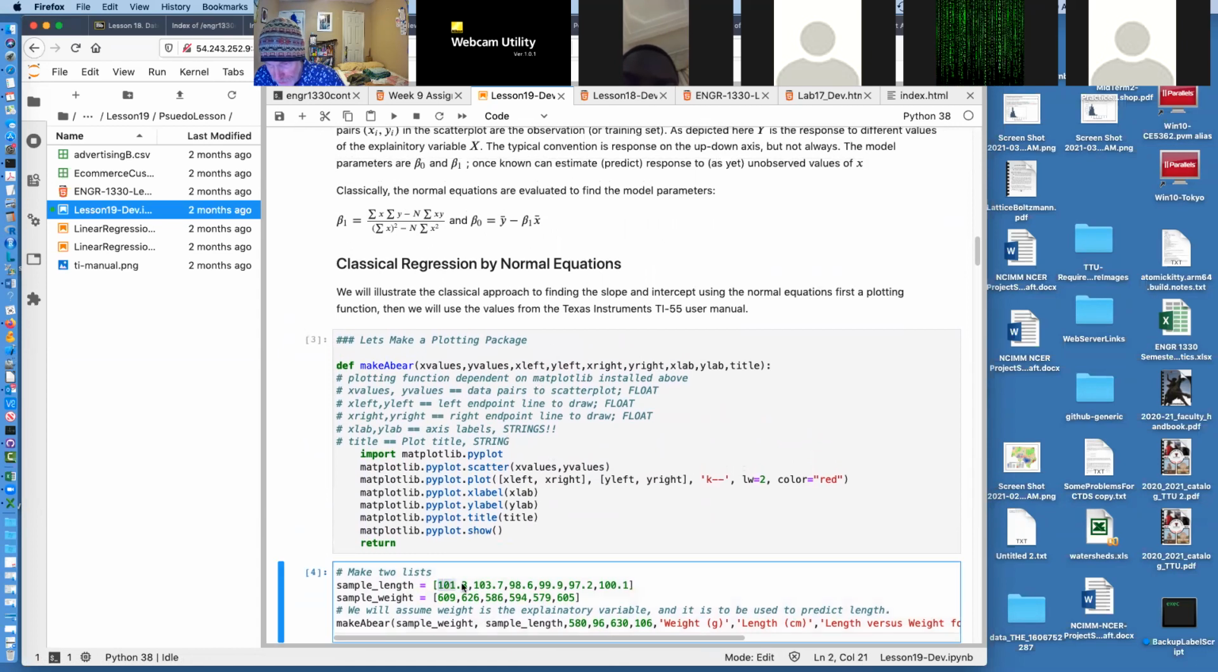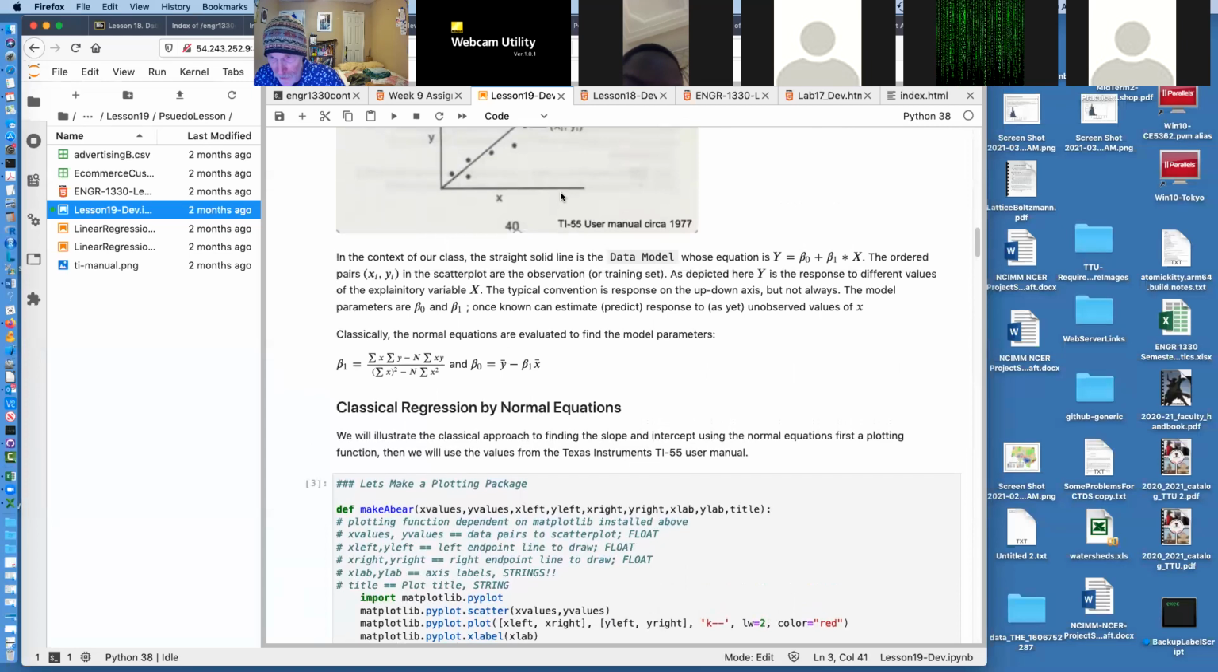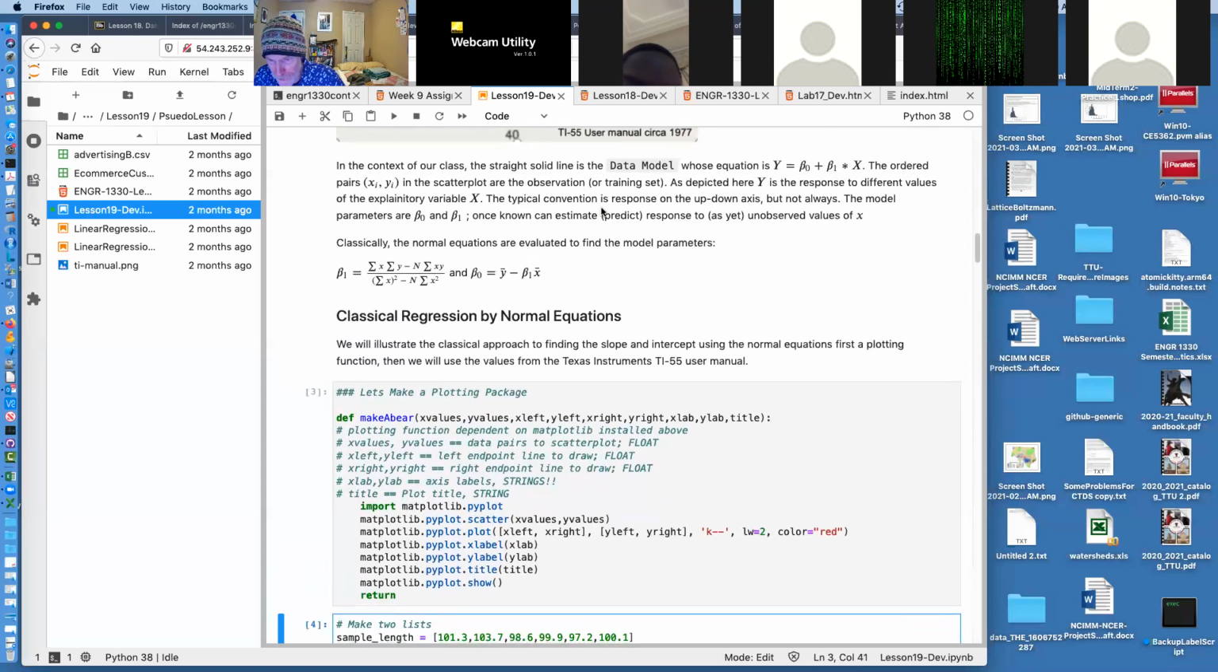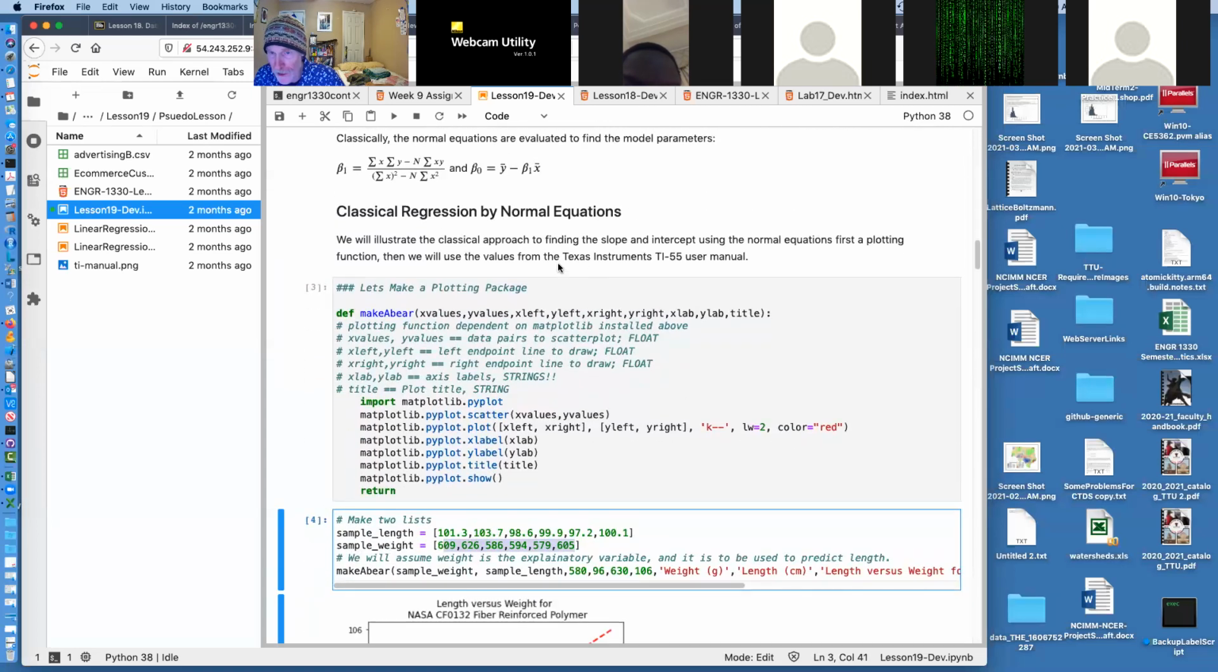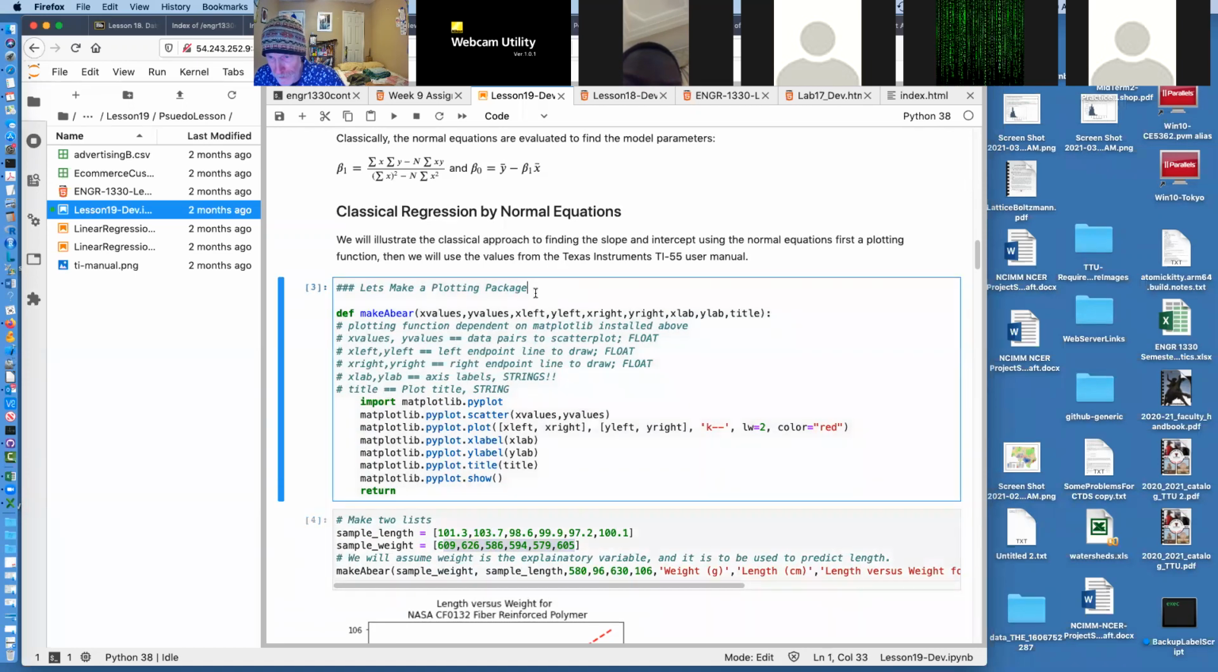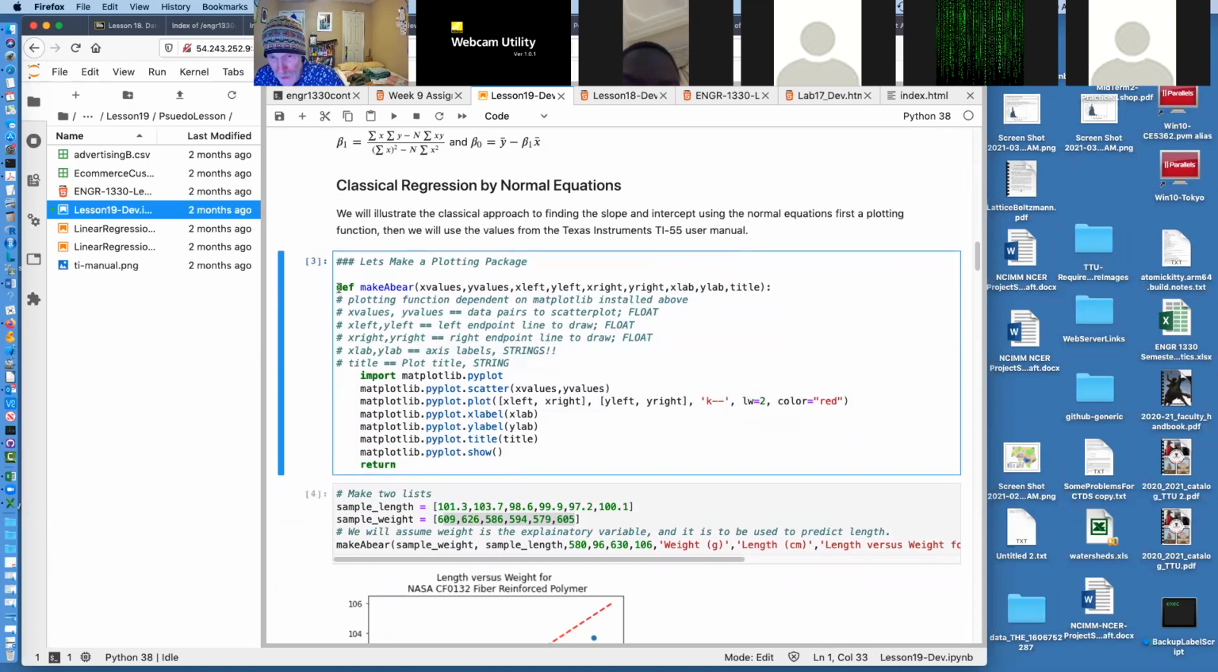So the two lists from the Texas Instrument user manual, one of them is here, and here's the corresponding one that goes with it. So I think it's on page 41 of the manual, which is not duplicated here. And we're going to use this approach to find the slope and intercept using the values from the TI-55 user manual. Since we're dealing with plots, we're probably going to want our own plotting package. And so we're going to go ahead and create this thing called Make-A-Bear. Now, what is Make-A-Bear?